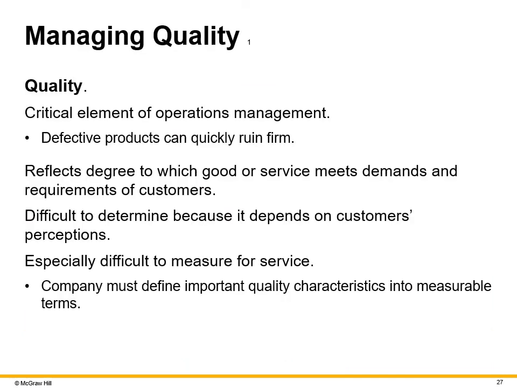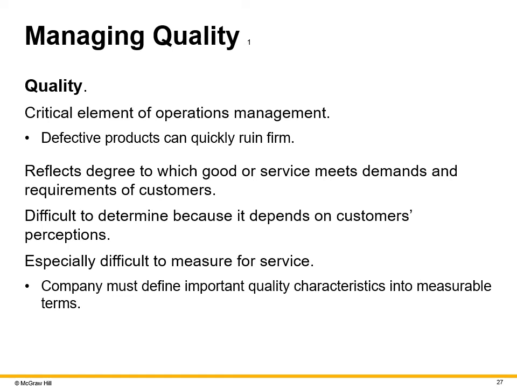Quality, like cost and efficiency, is a critical element of operation management because defective products can quickly ruin a firm. Quality reflects the degree to which a product meets the demands and requirements of the customers. For instance, a customer often considers quality of service of many airlines to be poor due to the frequent flight delays and lost baggage. Independent sources such as J.D. Power and Associates annual initial quality survey can be helpful to companies in measuring the quality of their products.